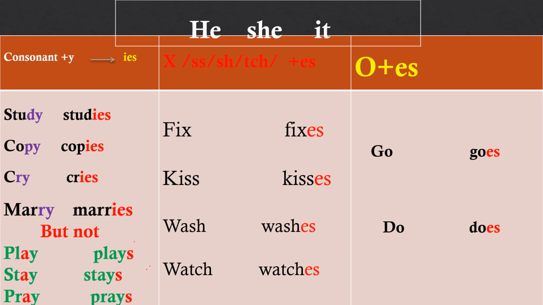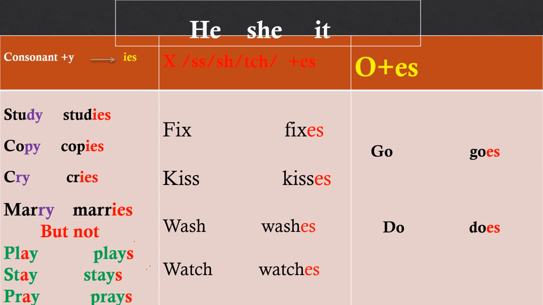He and she and it are exceptions with some verbs like study, copy, cry, marry. As you see, we have study, copy, pray, cry, ending in consonant plus y. When we have a consonant, we change the y into ies. He, she studies, copies, cries, marries. But not play, stay, pray, because we have a vowel, so we add just s.